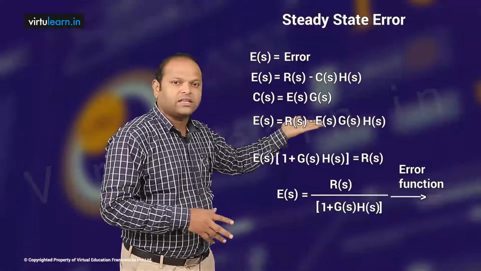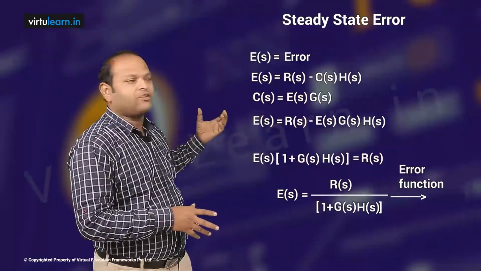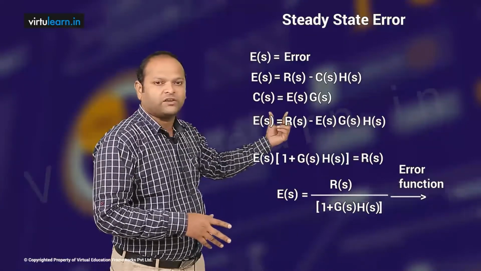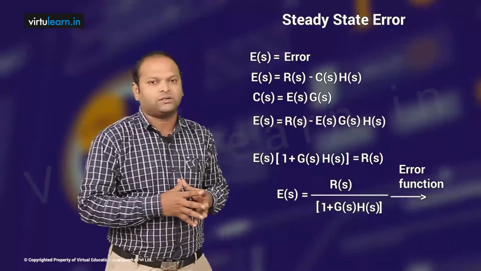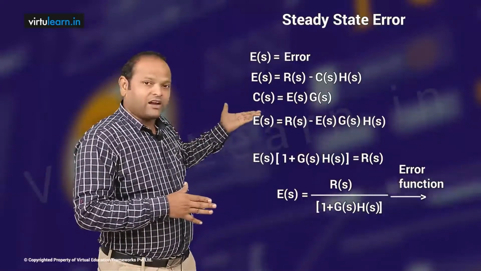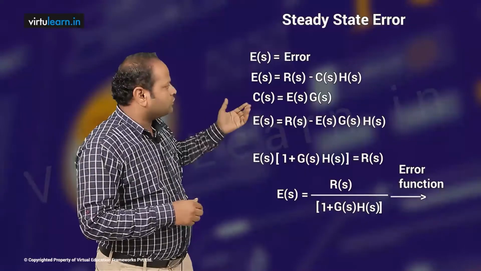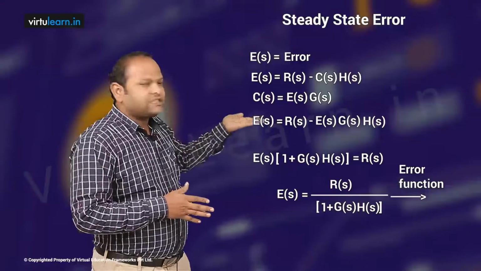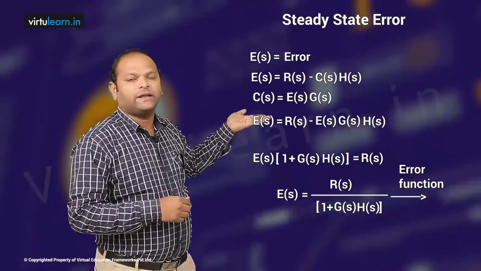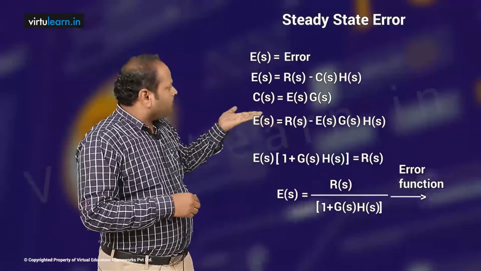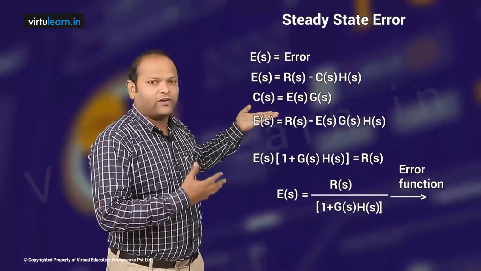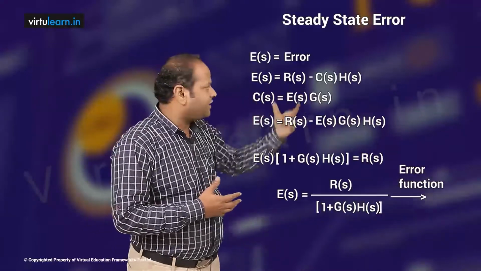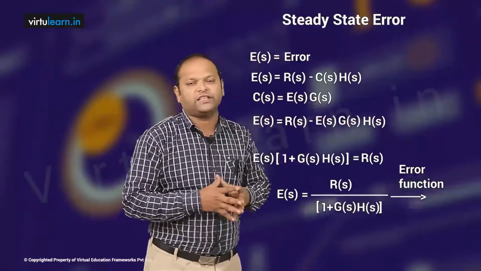Now I want to take this E(s) from the right hand side to the left hand side, and if you take E(s) common, it results in E(s) into 1 plus GH(s) is equal to R(s). Then we can write E(s) is equal to R(s) divided by 1 plus G(s)H(s). This function is very important in the steady state error concept. This function is called the error function. So what is that error function? E(s) is equal to R(s) divided by 1 plus GH(s).